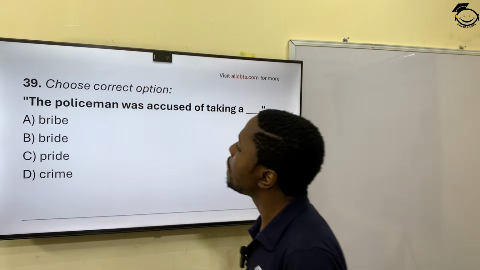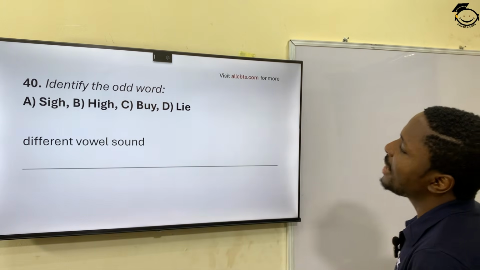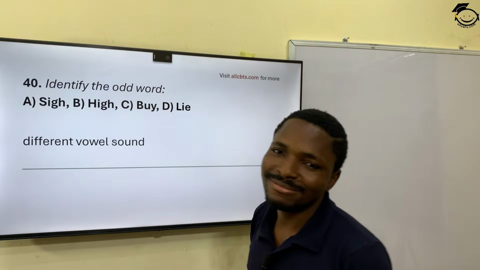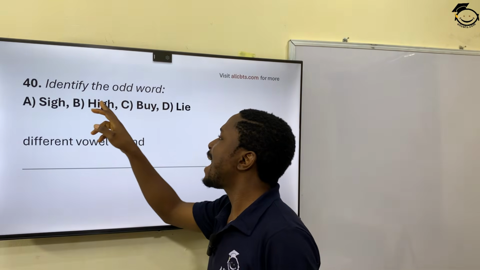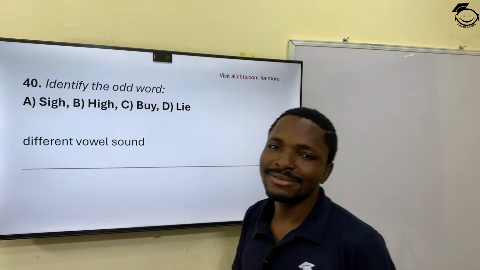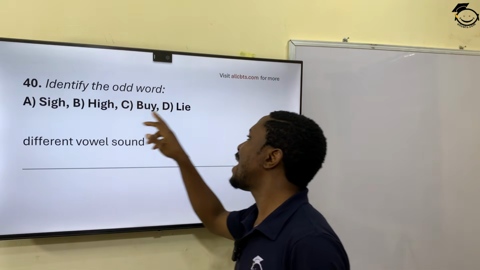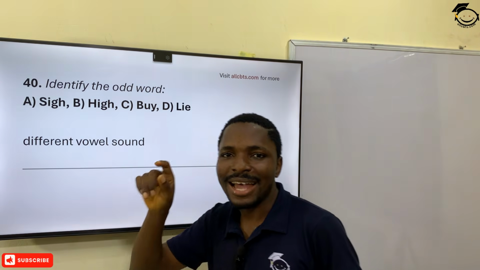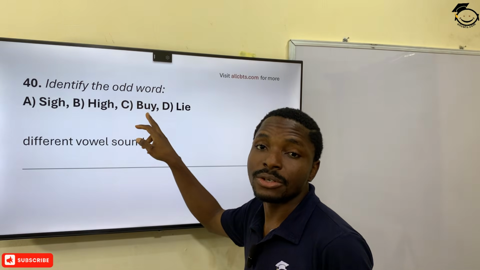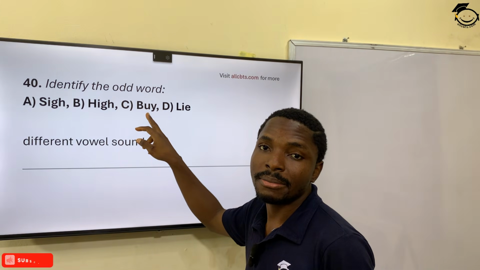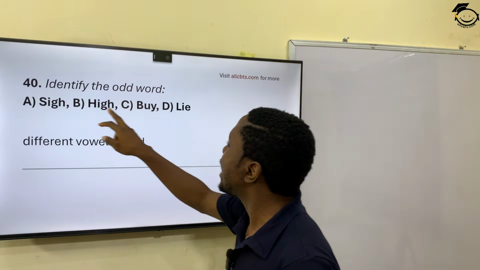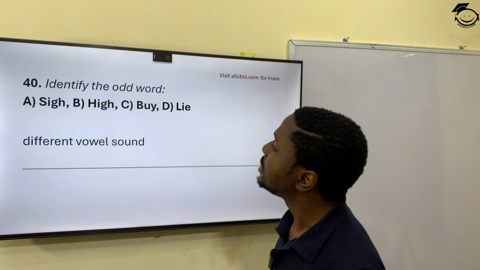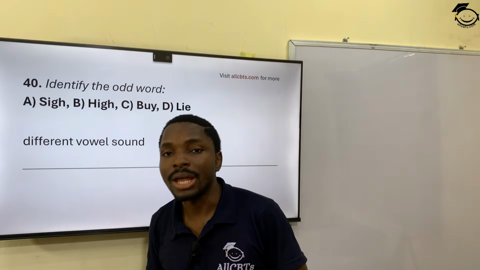And then 40. Identify the odd word. Sigh, hi, bye, lie. I love it. Sigh, hi, bye, lie. So, hi, hi, lie, sigh, hi. You can see that hi, hi, hi sound. Don't use the one that has a different one. Bye, bye. So it has the I. So this has a different vowel sound. So C is the odd one out.